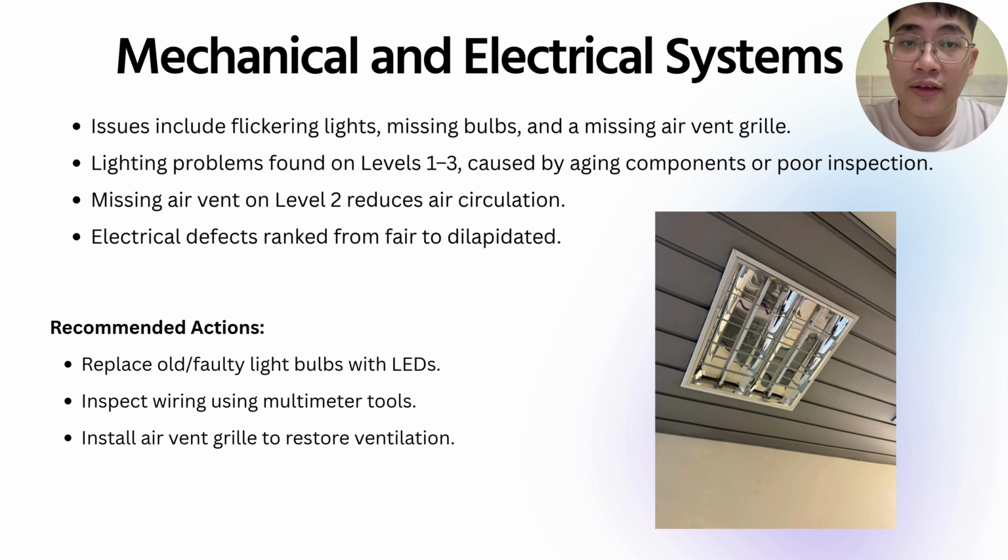The flickering lights could be caused by loose wiring or old bulbs, while the vent issue may stem from poor inspection or delayed replacement. The suggested solutions include replacing bulbs with energy-efficient LED, checking electrical connections using a multimeter, and reinstalling the missing air grille. Addressing this issue will ensure better lighting, ventilation, and a more efficient building environment.